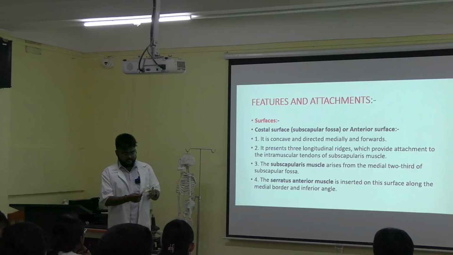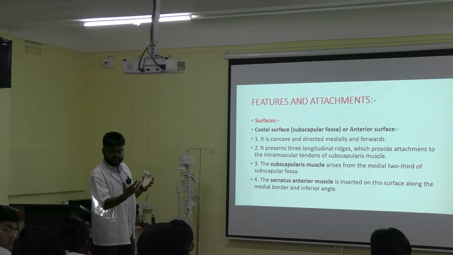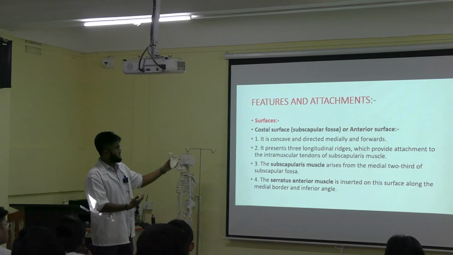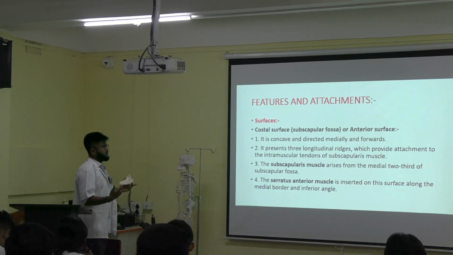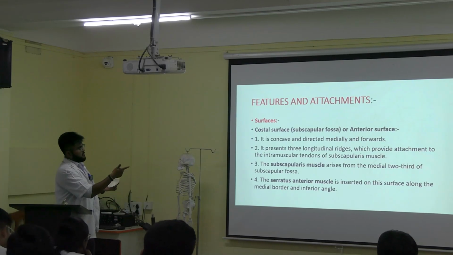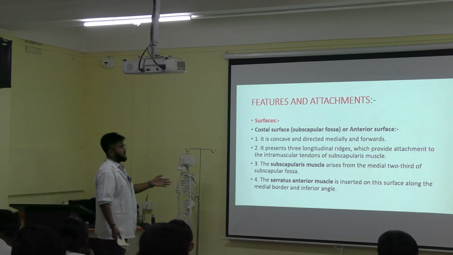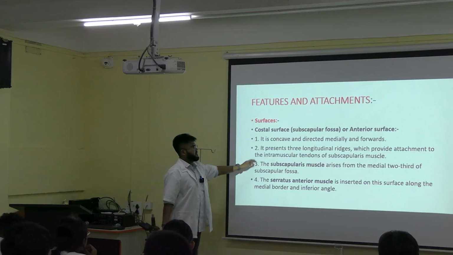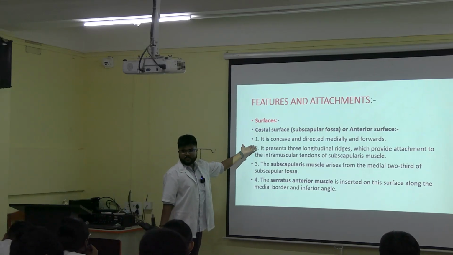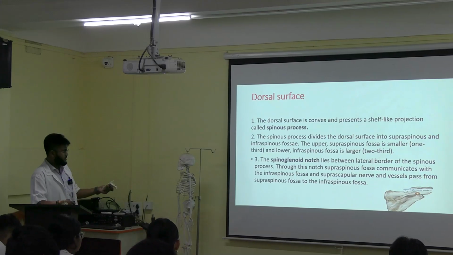Actually there are 3 ridges present. The muscle is attached like this. This is the main reason: there are 3 longitudinal ridges, which provide attachment to the intermuscular tendon of the subscapular muscle. Easily you remember, in the subscapular fossa, the subscapular muscle is attached. Next, the dorsal surface.